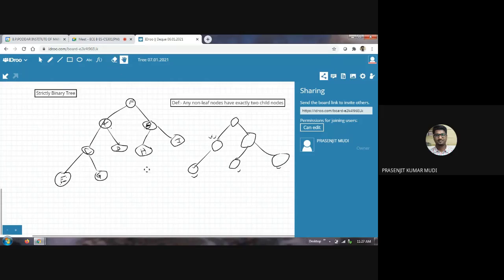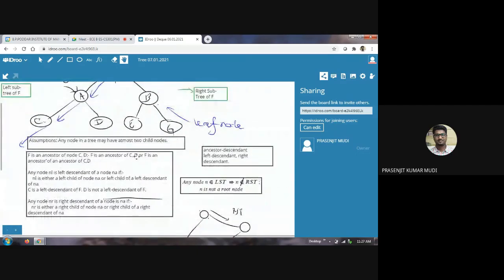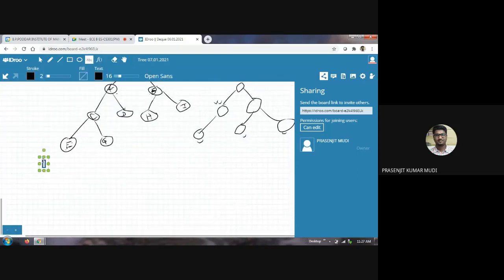Now, what is a strictly binary tree? Hey, what is a binary tree? Binary tree means this case, where any node can have at most two child nodes. That kind of tree is called a binary tree. Binary tree means any node can have at most two child nodes. Binary means two. That's why.